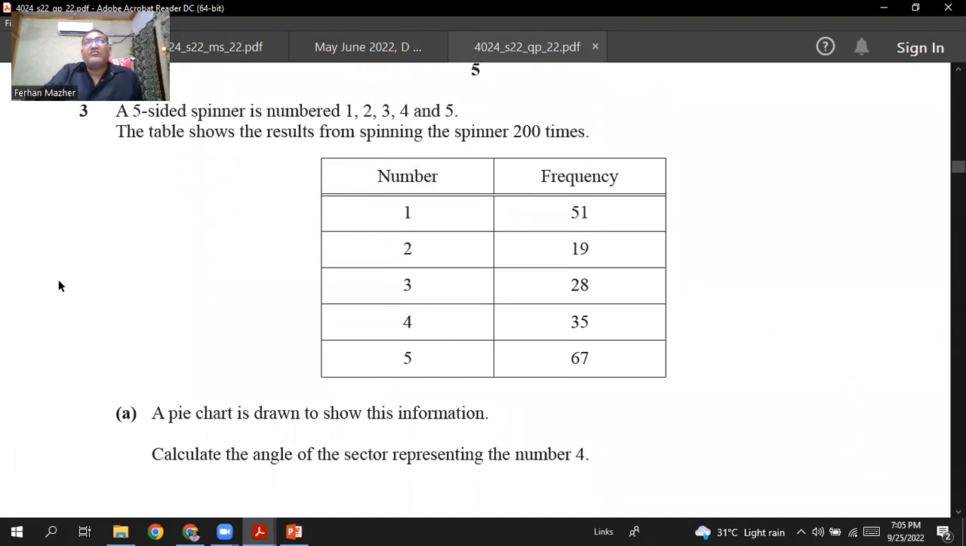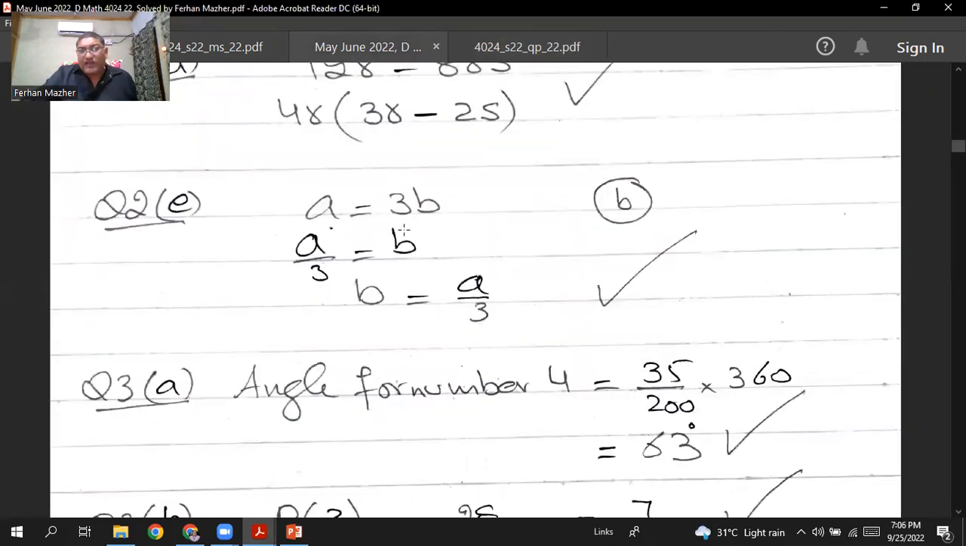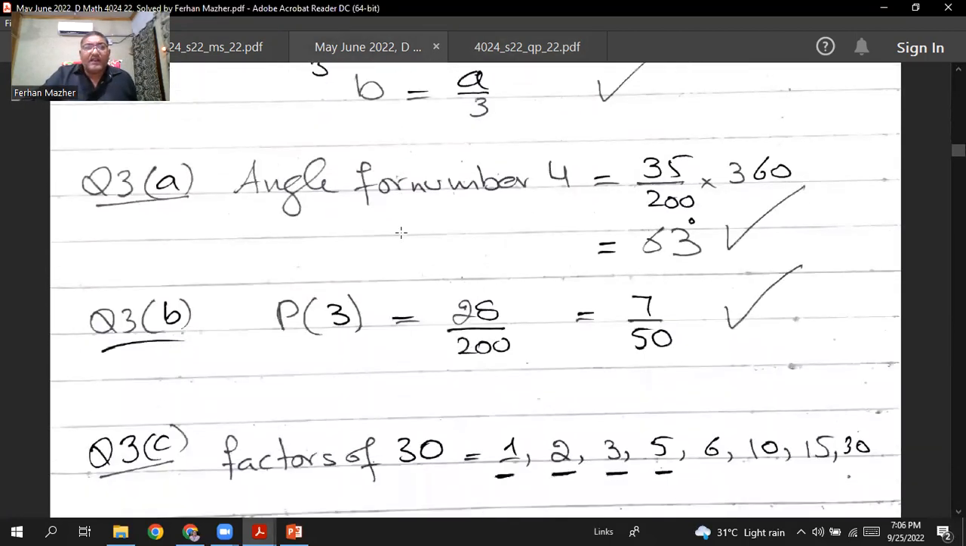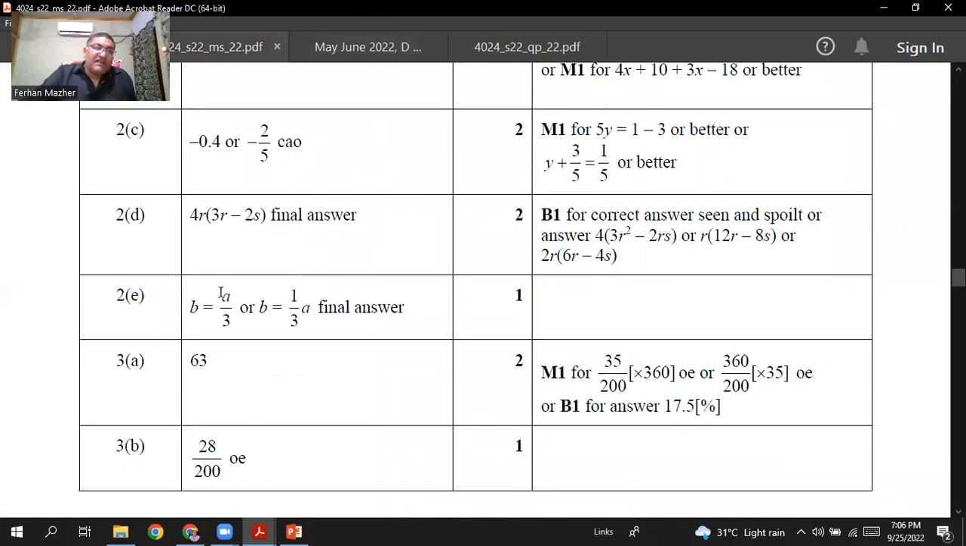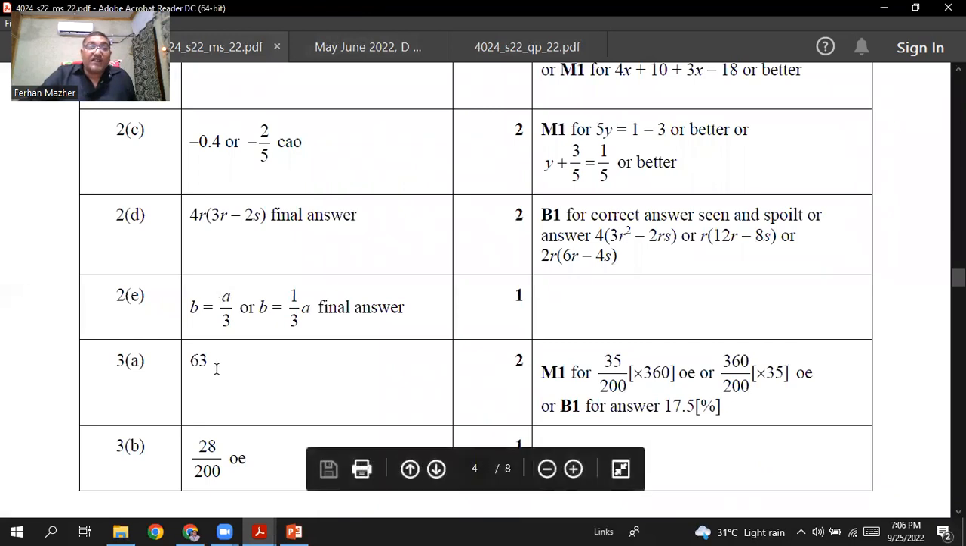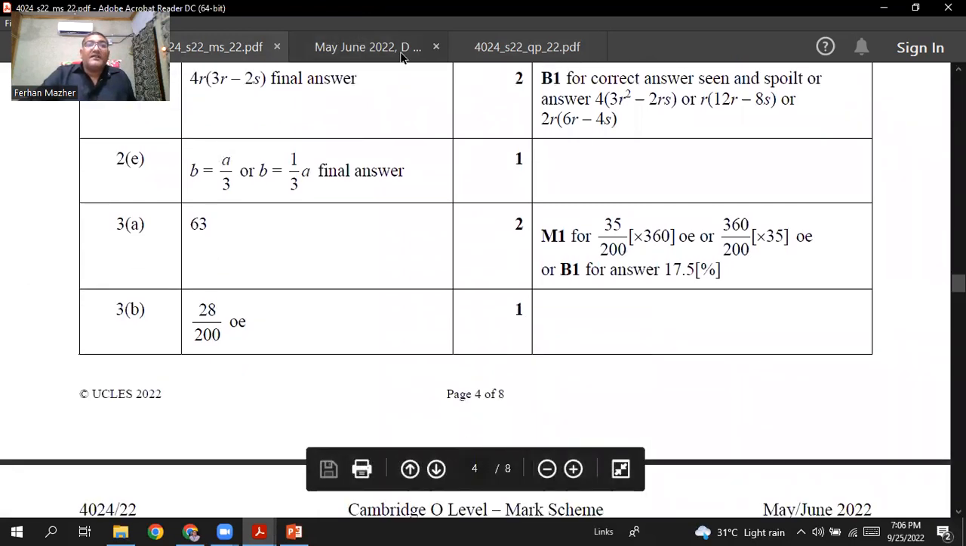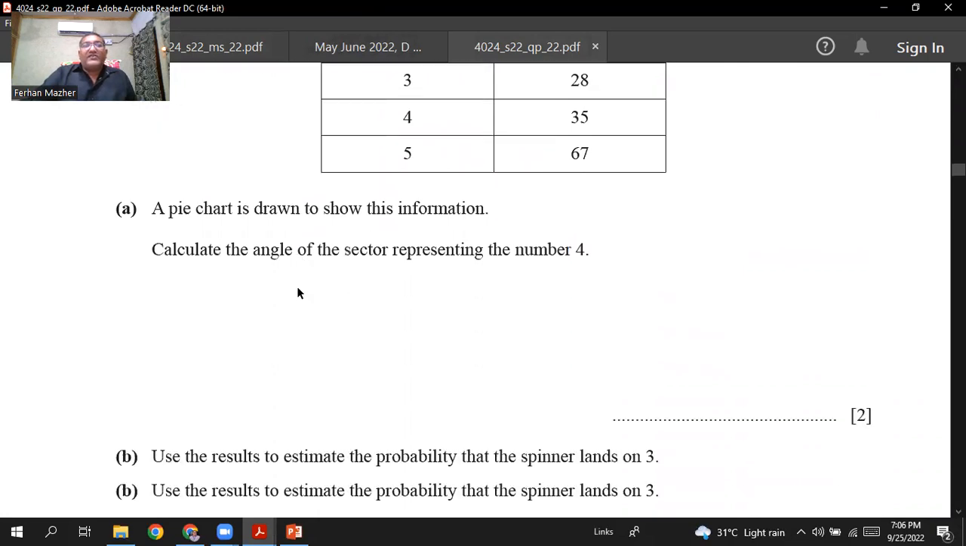So if you want to find the angle which represents the number 4, its frequency is 35. The total frequency is 200. So 35 divided by 200, multiplied by 360 to find the angle. So it will be 35 divided by 200 multiplied by 360, and that will be 63 degrees. So the angle for that sector will be 63 degrees. So our answer is right. You can see this answer here. Okay, so we are going to the next question.